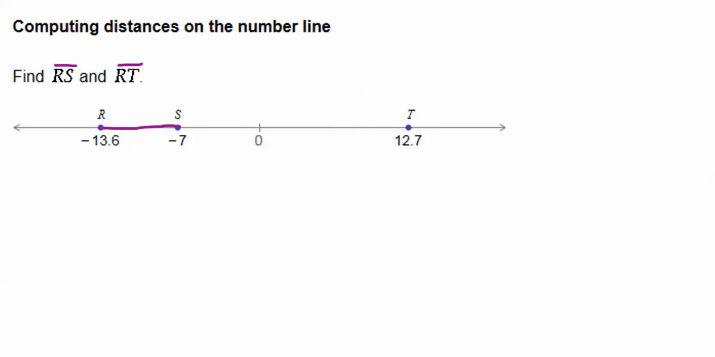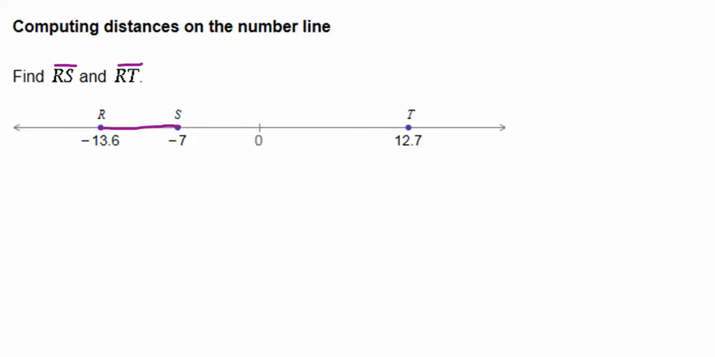Okay, so just like there is a positive distance between 0 and 12.7, the distance between 0 and 12.7 would be 12.7. Or if we look at the distance from 0 to S, that distance would be a positive 7. There's 7 units between negative 7 and 0. Okay, so to find the distance between R and S, I'd like to just kind of think about those both being positive numbers, 13.6 and 7.